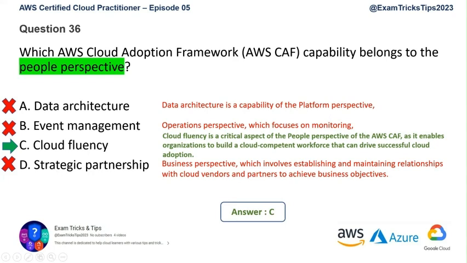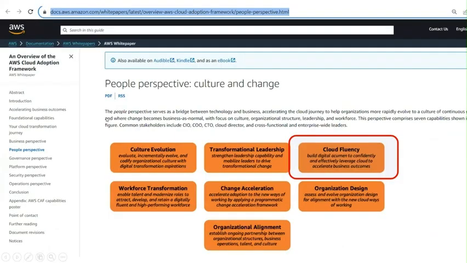For this particular question, I will show you the reference documentation from AWS, and you will get the links for all of this in the video description later on. This is the page from the AWS Cloud Adoption Framework white paper, and I've jumped straight into the people perspective, and you would see what the people perspective includes. The overall theme is culture and change, cultural evolution, workforce transformation, transformational leadership, etc. And you would see one of the 7 areas over here is cloud fluency, and it's all about building digital acumen to confidently and effectively leverage cloud to accelerate business outcomes. Essentially, if your organization is working on a cloud infrastructure, you need people who understand it and are fluent in it.